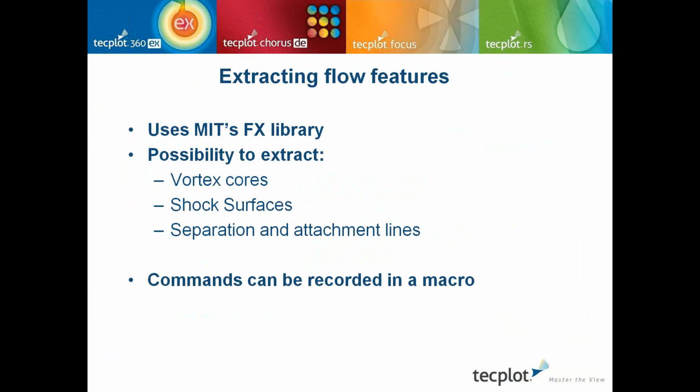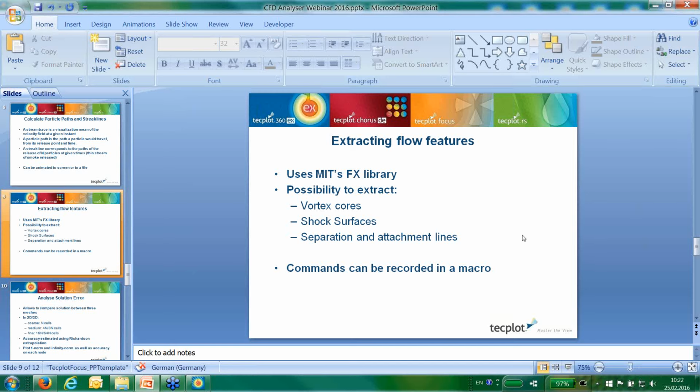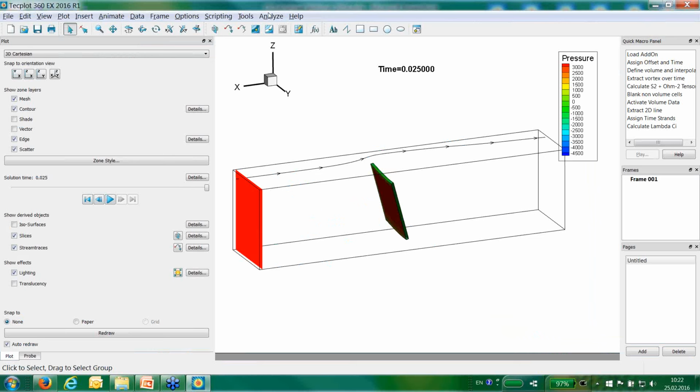So now we'll speak about extracting flow features. The algorithms are based on the FX library that was developed by MIT. And you have the possibility to extract vortex cores or shock surfaces, or also separation and attachment lines. All of those commands can be recorded in a macro, and we will have a webinar next week about how to script macros within Tecplot to automate your workflow. So once again, it's quite easy.